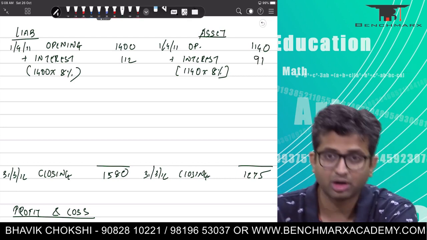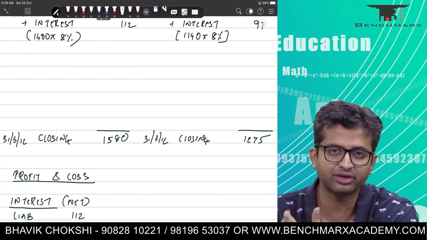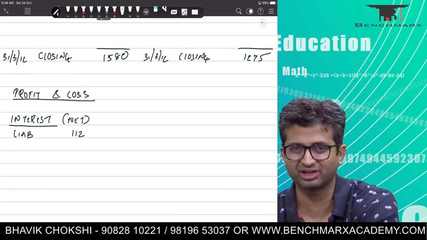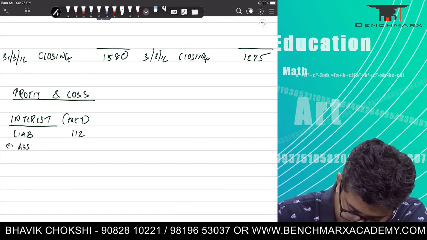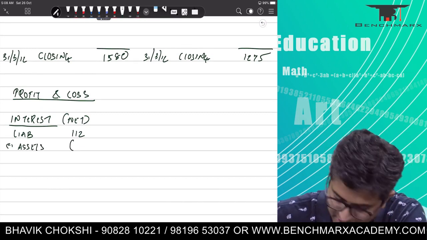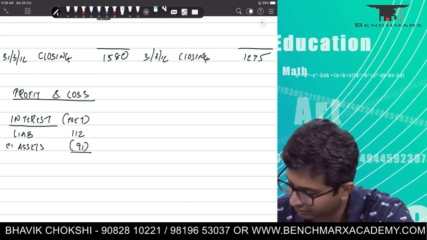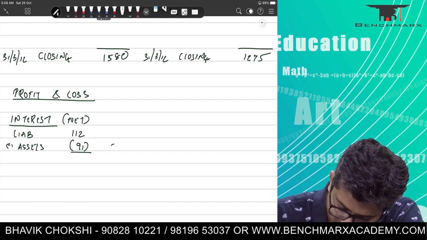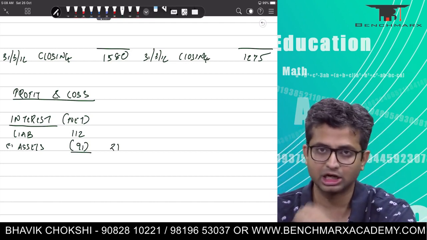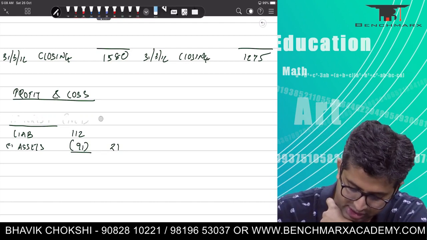should come to 91. Now it's a return on assets, and hence this will be like an income, but you don't show it as an income, you show it as a reduction from expenses. So on assets you will show this as 91, and hence 112 minus 91 comes to 21. So 21 will be your net interest expense. We will show this as net interest expense.